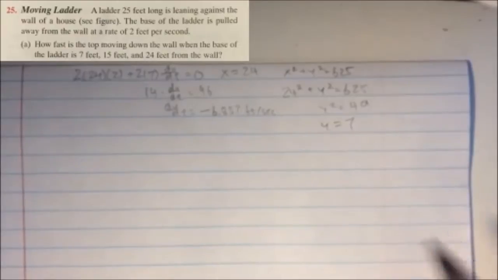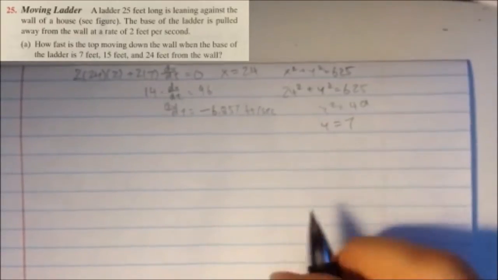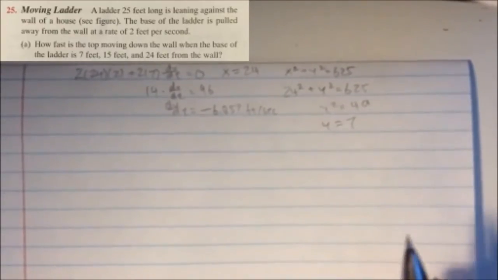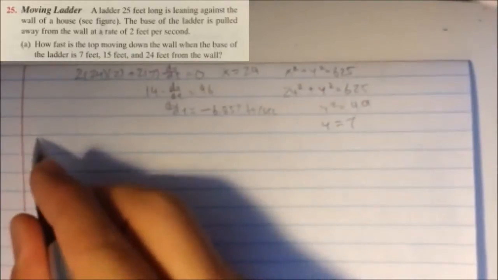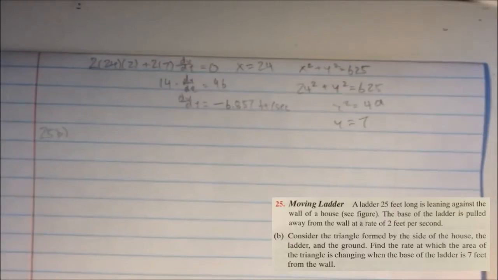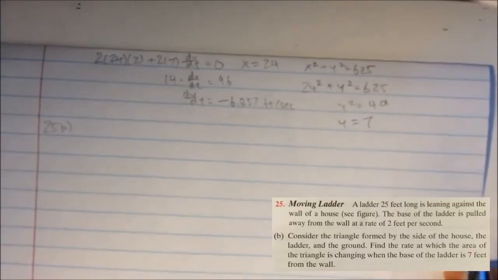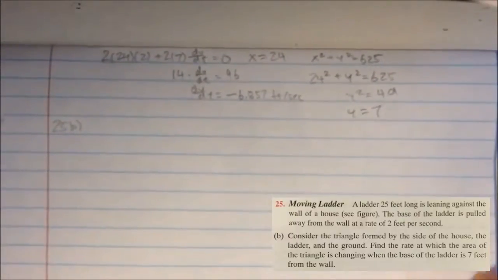Okay, and that is 25A. Now moving on to 25B. The ladder on the wall is changing when the base length is 7. So first, let's set up the equation.